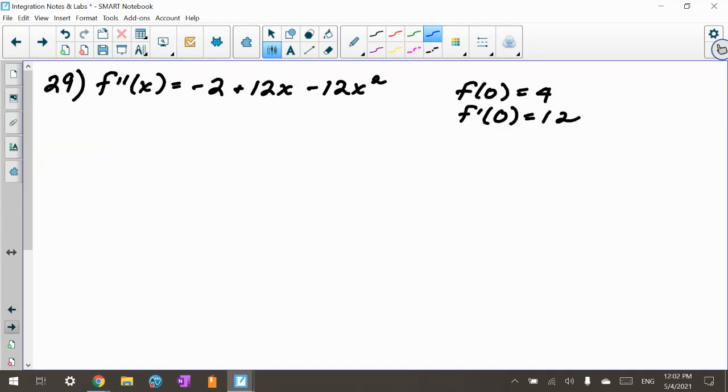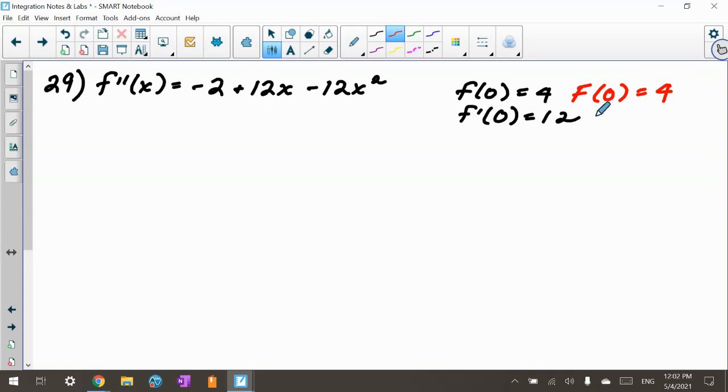This is actually what I assigned, but I wanted to do it with you because they actually gave you information so that you can go back and do it. So I have 29: f double prime of x equals negative 2 plus 12x minus 12x squared. And they told us f of 0. So this is our actual original function. I kind of wish they would have done it this way. Capital F of 0 is 4, so that's our original function.